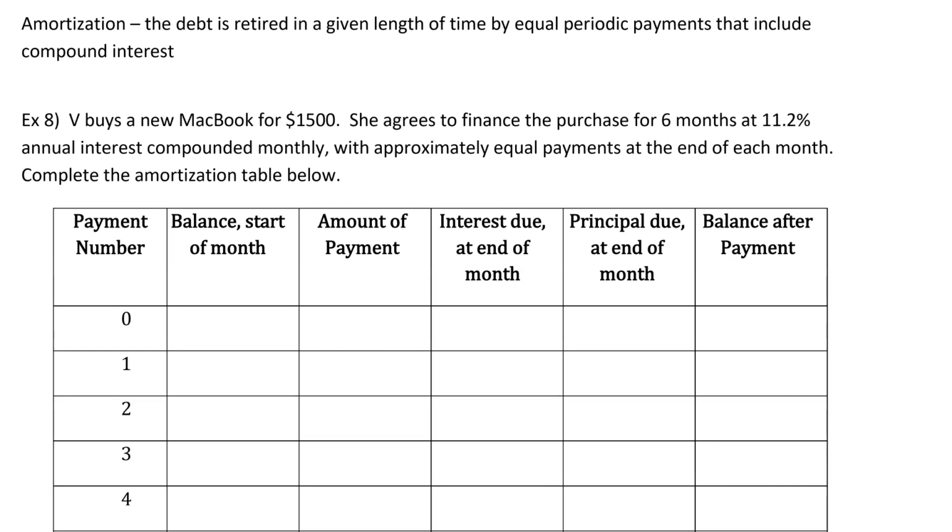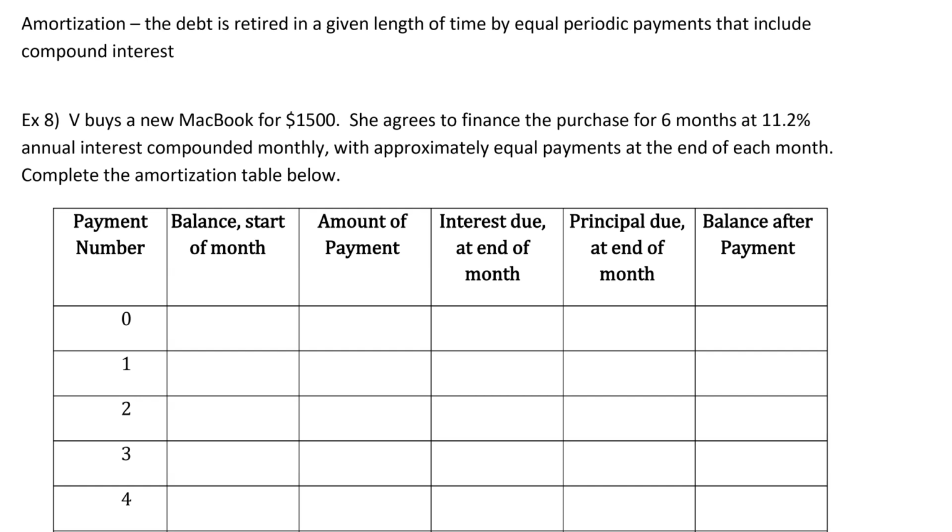Hey everybody, in this video we're going to be talking about amortization. What that means is the debt retired in a given length of time by equal periodic payments that include compound interest. So essentially it's just the present value that we've been doing every month or every so often. You're going to make a payment in, and your payment's always going to be the same.